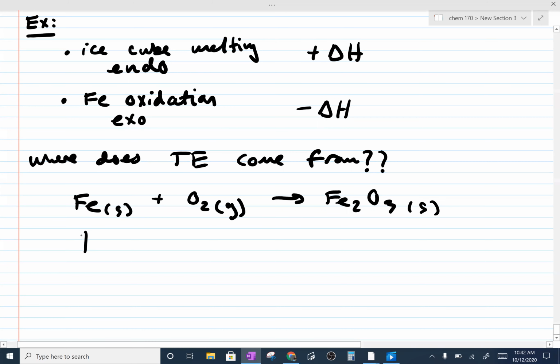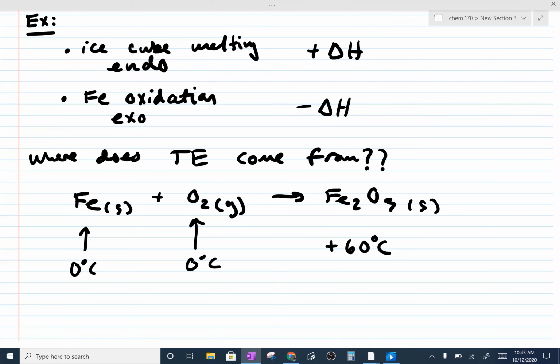We start with an iron chunk that's at 0 degrees Celsius, for example. Say we're outside and it's really chilly. And we start with oxygen that is also at 0 degrees Celsius, the same temperature as the ambient surroundings. And then all of a sudden, when we make the iron oxide, this then becomes plus 60 degrees Celsius. Really warm. Okay, it's really warm. Where is this energy coming from?